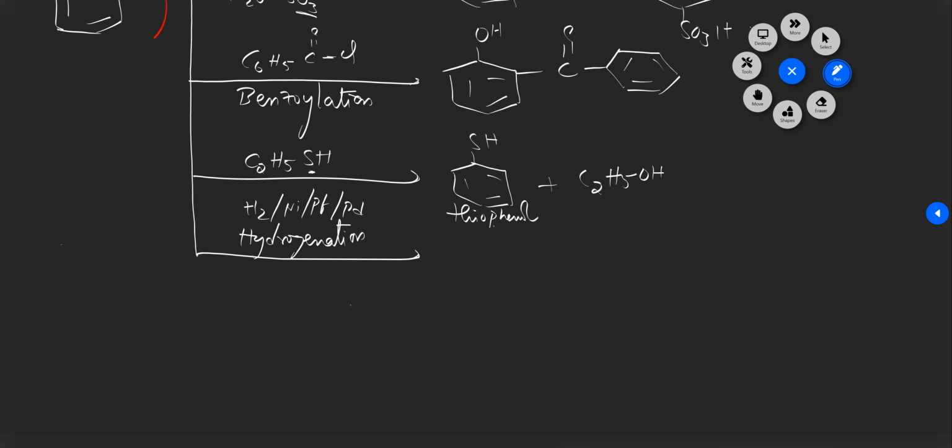Next one is hydrogenation, meaning adding of hydrogens. Reduction will take place. In the presence of nickel or platinum or palladium, the double bonds are going to be reduced. How many double bonds are there? Three double bonds are there.